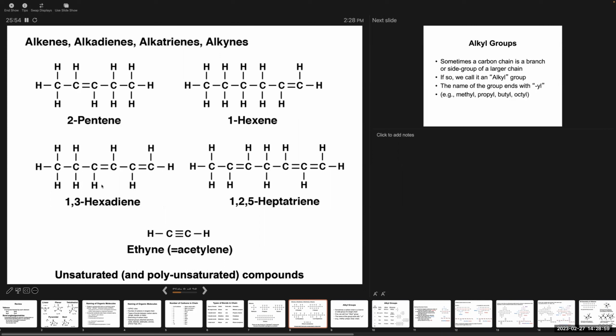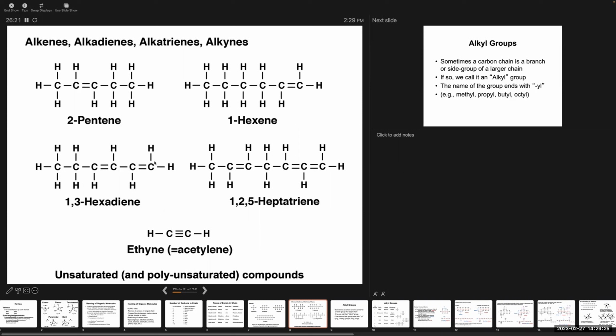The next one is an alkadiene, so something that has 2 double bonds somewhere along the chain. It's 1,3-hexadiene is the name. So hex is telling me that it's a 6 carbon chain. Diene is telling me that there are 2 double bonds somewhere in the chain. And the 1 and 3 tell me that the double bonds are located right after the first carbon and the third carbon in the chain.